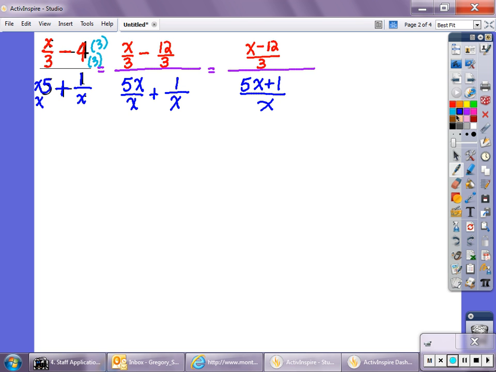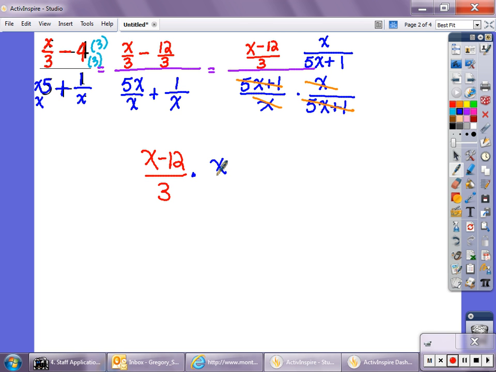Well, we don't like fractions in fractions, so we're going to multiply by the reciprocal of the denominator in the top and the bottom. Remember, what you do in the bottom, you have to do in the top. So this and that cancel, this and that cancel. We're left with x minus 12 over 3 times x over 5x plus 1.